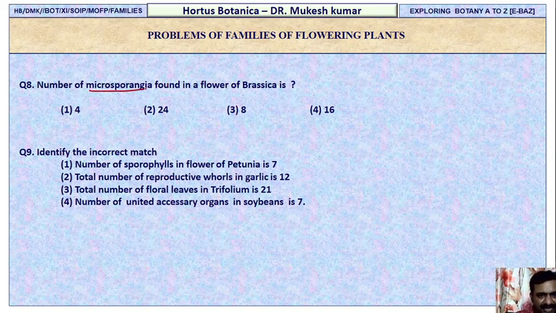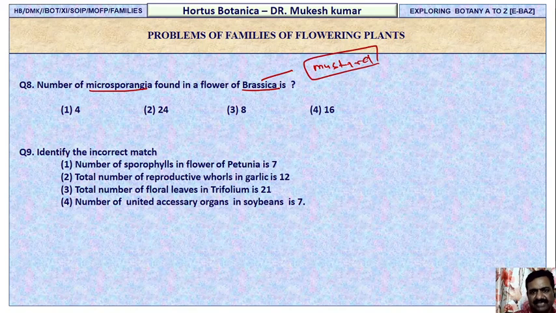Number of sporangia in a flower of Brassicaceae, like mustard. So we have 3 more questions. Very interesting. In Brassicaceae they are talking about microsporangia. So in the androecium, what do we have? We have tetradynamous, 2 plus 4, total number 6. And they are talking about one flower. So in one flower, we have 6.